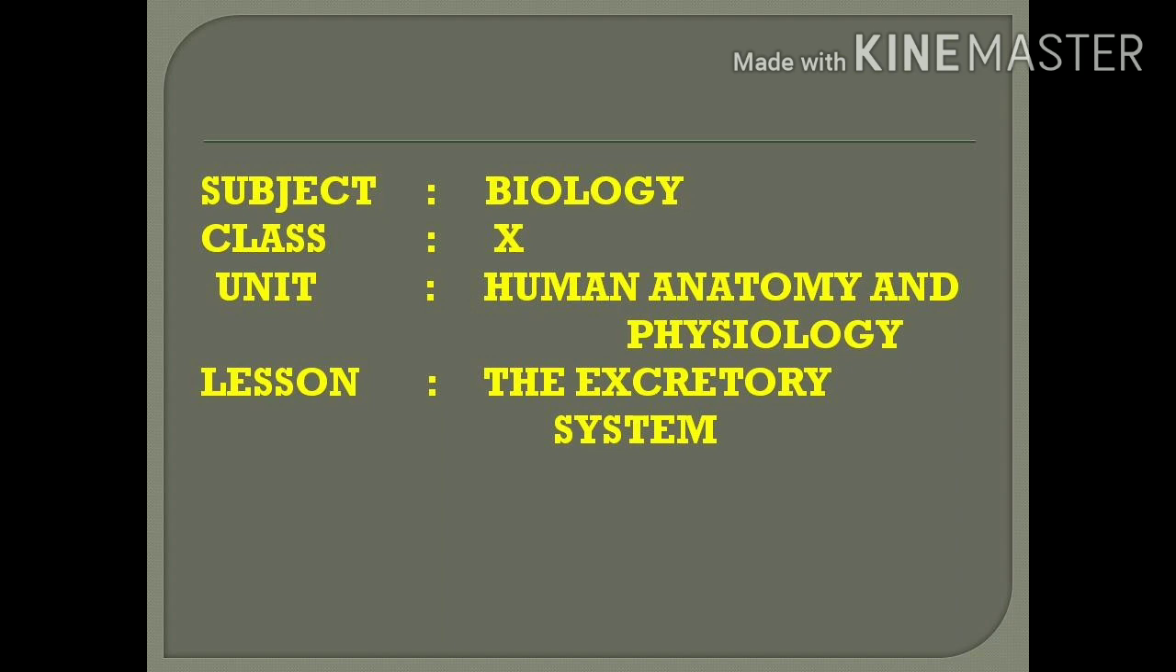There are important processes that take place: ultrafiltration, reabsorption, and tubular secretion. These processes are very important for the formation of urine. And also we will look at some physical properties of urine, the hormones that are important for reabsorption, and abnormal constituents in urine. So these things we are going to study in today's class.